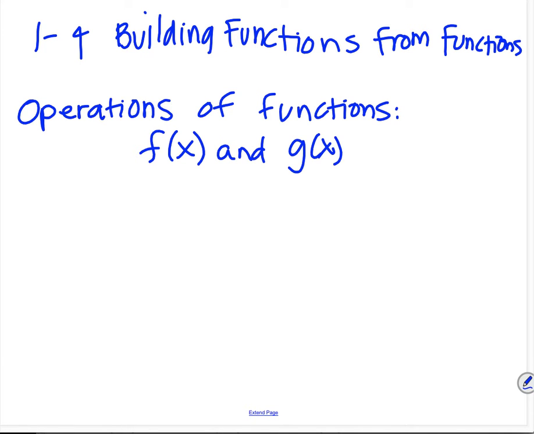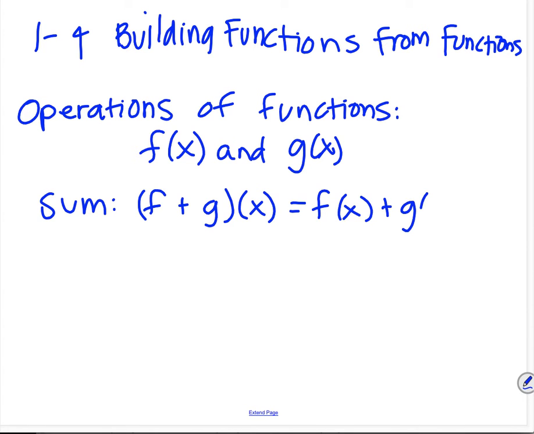So if we're adding, then that would mean that we're finding the sum. So the sum means that you would add f plus g of x. Sometimes it will look like this: f plus g of x is equal to f of x plus g of x. So you just take whatever they're both equal to and add them together.